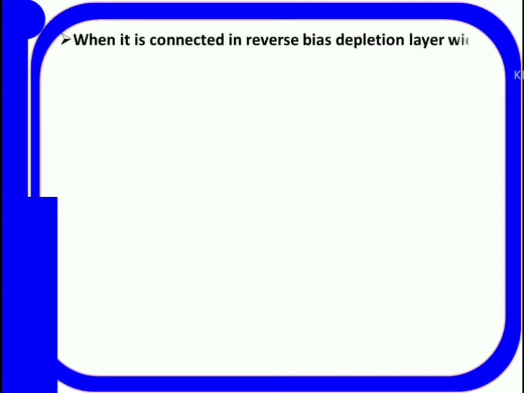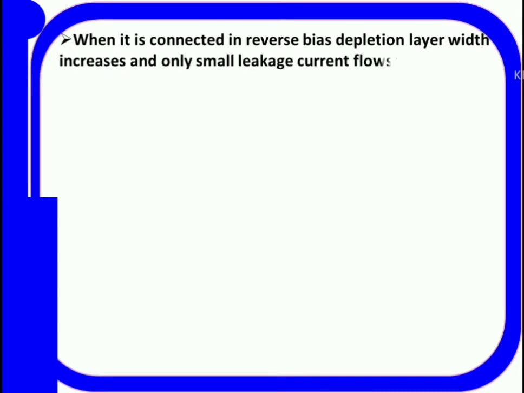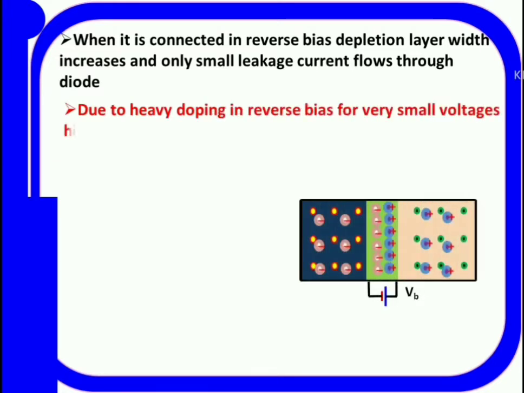Now, when that highly doped PN junction diode is connected in reverse bias, what happens? In reverse bias, majority charged carriers move away from the junction, so the depletion layer width increases, right? So a very little current due to minority charged carriers, which is called leakage current, flows through the diode, right? If you go on increasing the voltage, what happens? After high voltages, breakdown occurs.